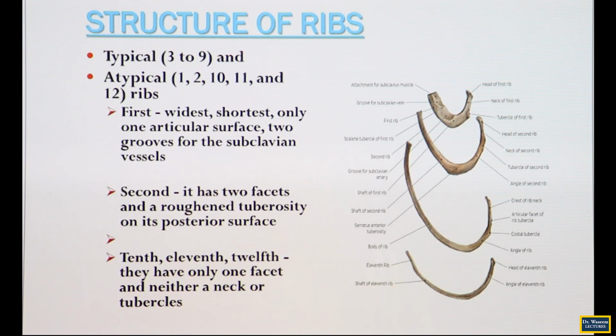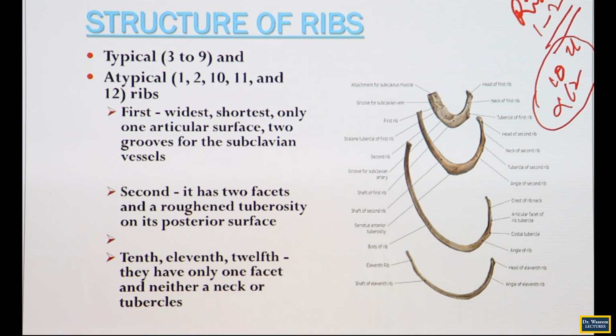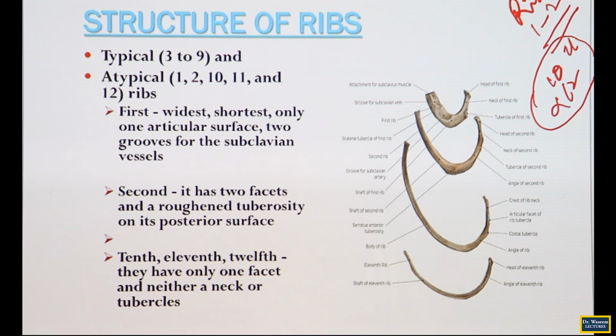Now if you look at the structure of the ribs, especially the 1st and 2nd ribs, these are atypical, and also the 10th, 11th and 12th ribs are atypical ribs, meaning they have somewhat different characteristic features, which are not present in a typical rib.